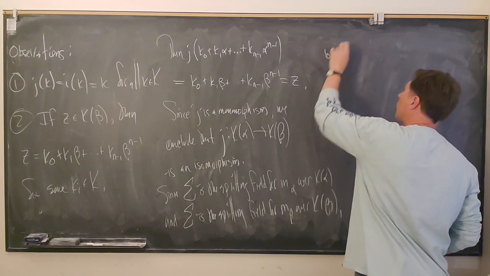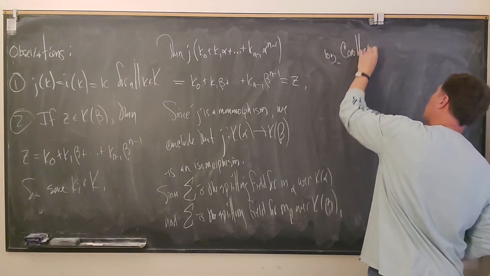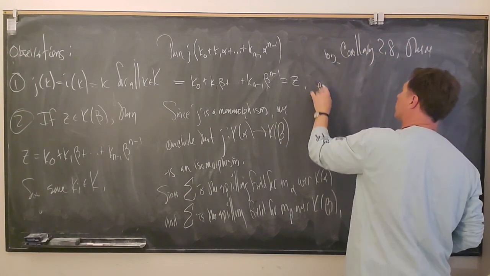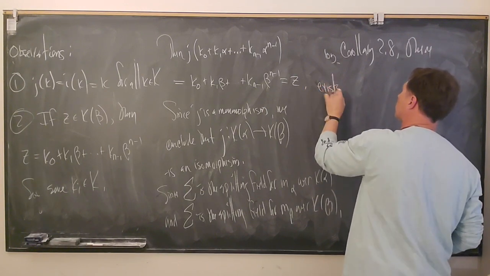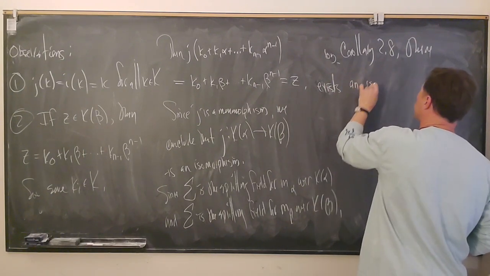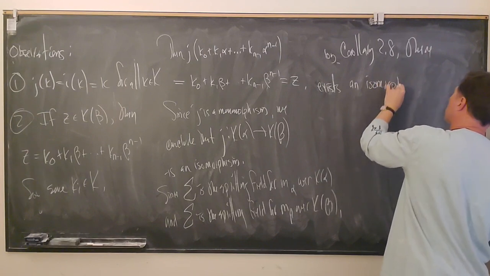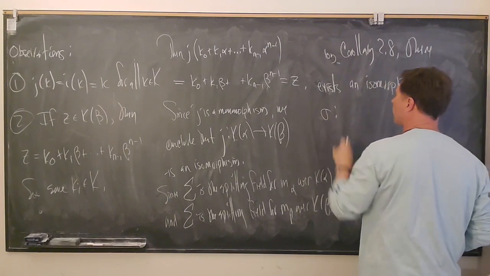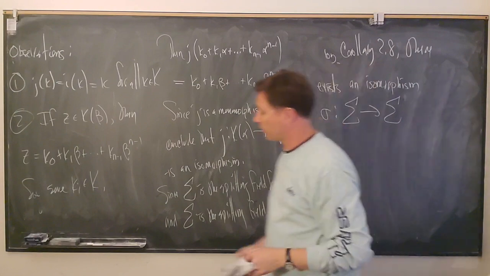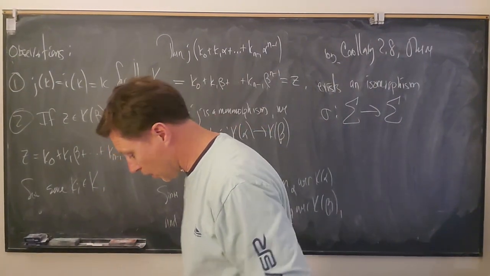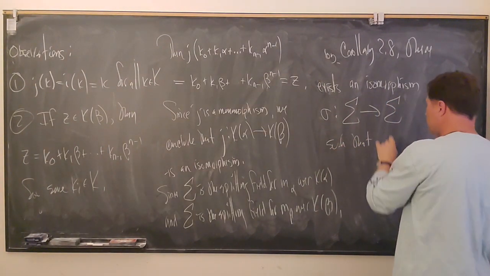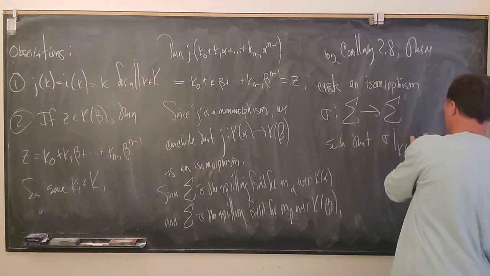By corollary 2.8, there exists an isomorphism, call it sigma, from capital sigma to capital sigma, which of course, an isomorphism from sigma to sigma, that's what we call an automorphism, such that sigma restricted to K adjoin alpha is equal to J.